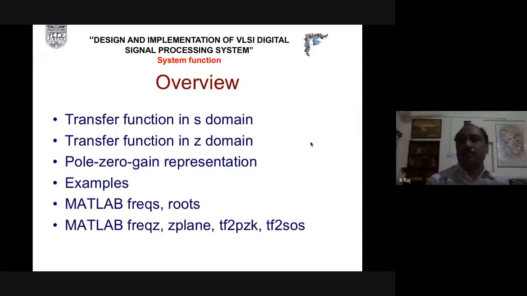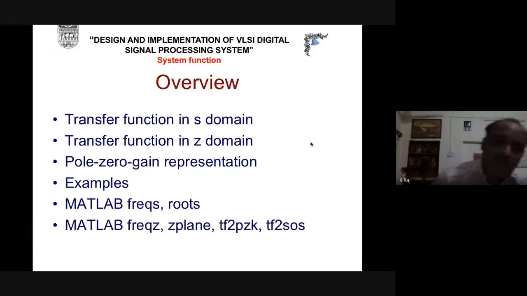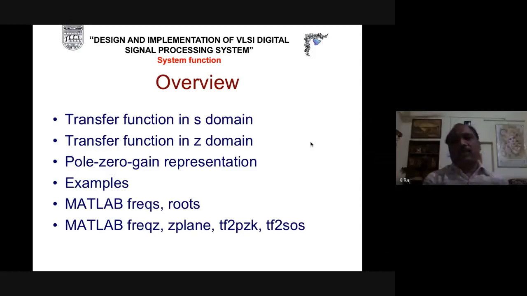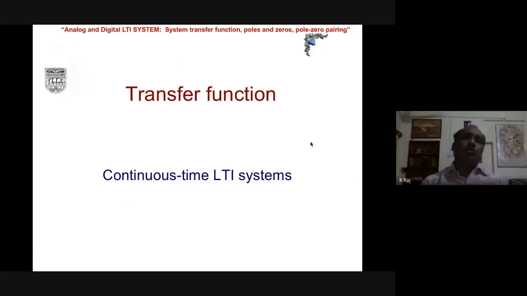A function tf2zpk, that is transfer function to pole zero and gain, will be utilized in order to represent any transfer function with the help of the pole zero representation along with a constant gain of that system. Similarly, we will utilize a function tf2sos, that is, how the transfer function will be broken into second order sections, tf2sos.